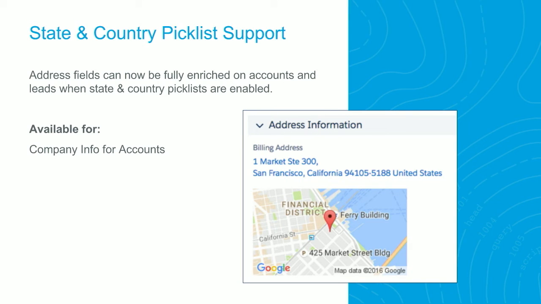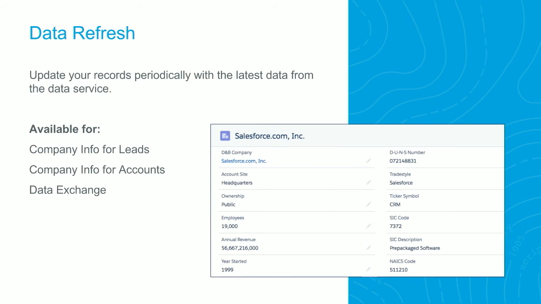Another enhancement for our clean customers is the ability to enrich your address fields, even if you're using state and country pick lists. This affects the Company Info for Accounts rule, so you can now fully enrich your address fields. And the last enhancement is data refresh.